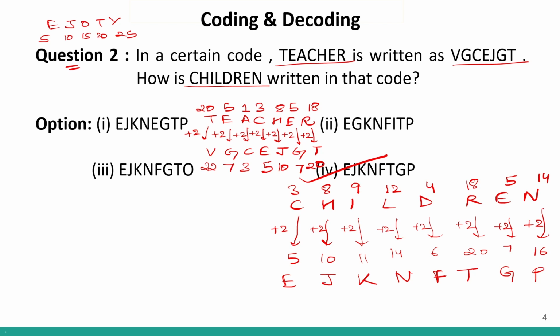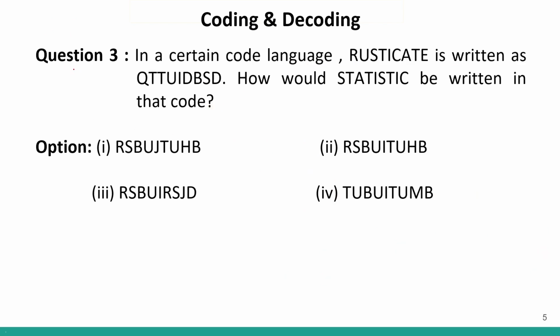Clear? Moving forward to question number 3. Question number 3, in a certain code language, rusticate is written like this. We have to find the code for statistic. So again, I will use the same method. I will write RUSTICATE, correct? And the code is QTTUIDBS and D. This is the code, correct?